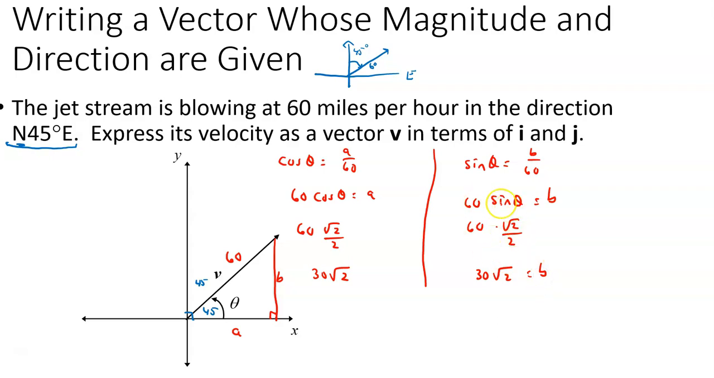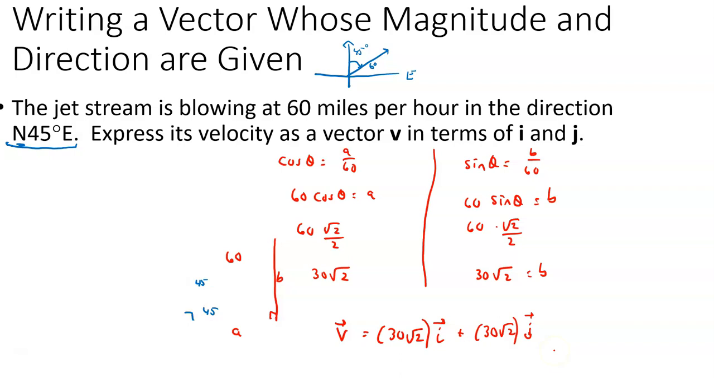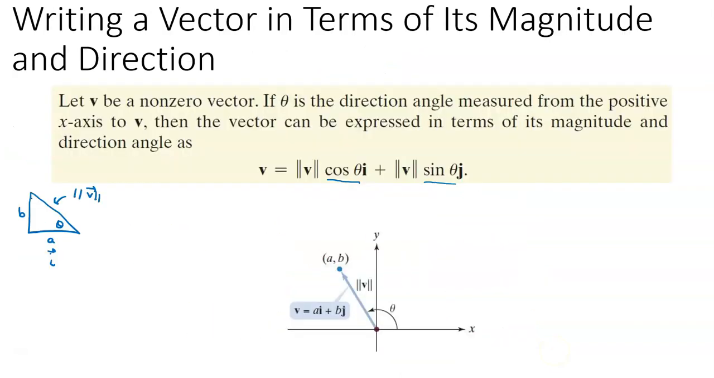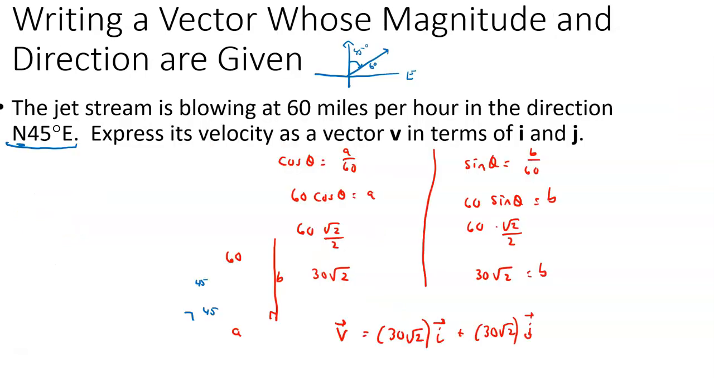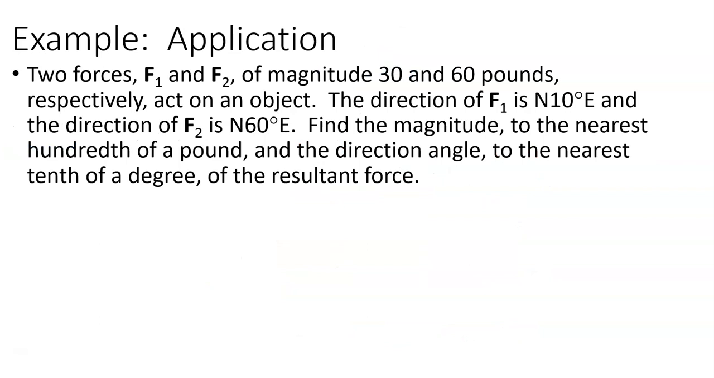And so the question says express the velocity in terms of i and j. So the velocity vector is 30 square root of 2 in the i direction, that's the A component, and 30 square root of 2 in the j direction, that's the B component. All right, so I can separate it into two parts. Does that match with the formula I was given here? Sure. Right, the magnitude was 60. The angle was 45, so we did 60 times the cosine of 45 in the x direction. We did 60 times the sine of 45 in the y direction. All right, and there it is worked out.